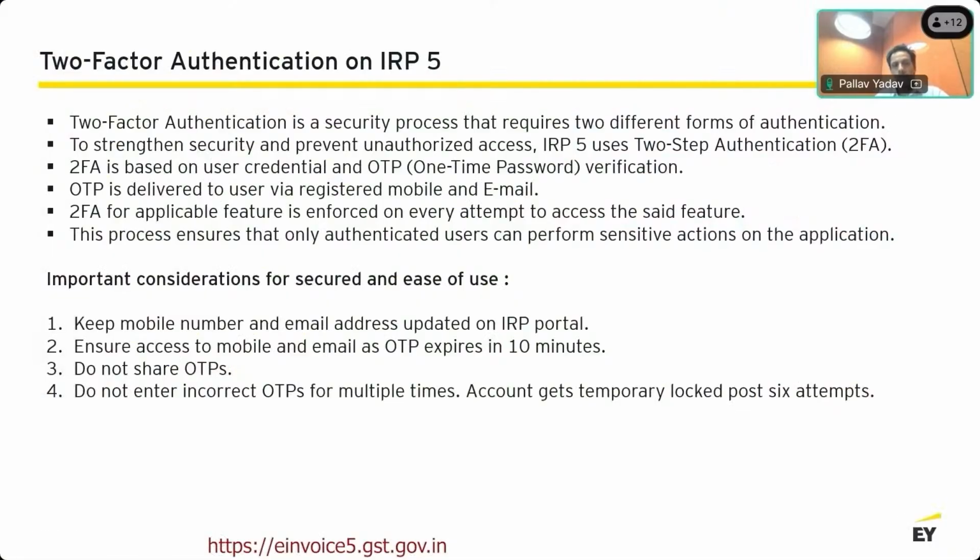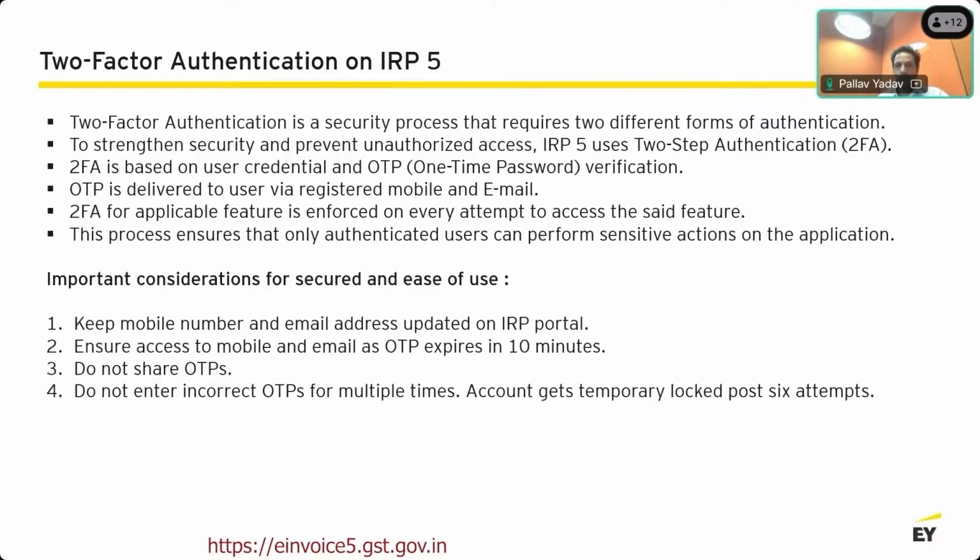So I'll just brief what Naveen initially said, and add a few pointers on what two-factor authentication means. Two-factor authentication means you are using two factors to authenticate a user. Typically classified as what you know, what you have, or what you are. At IRP 5, we have implemented the first two factors. So what you know is your password, and what you have is an OTP which is shared on your registered mobile number or email address.